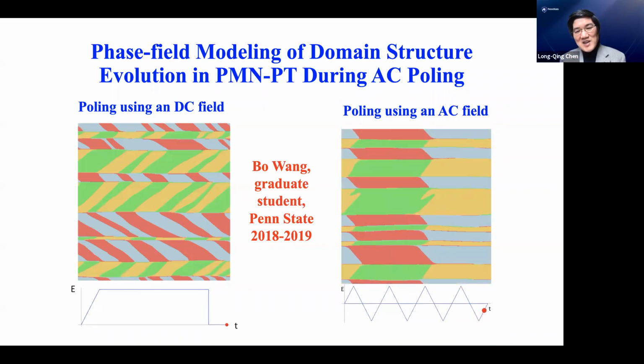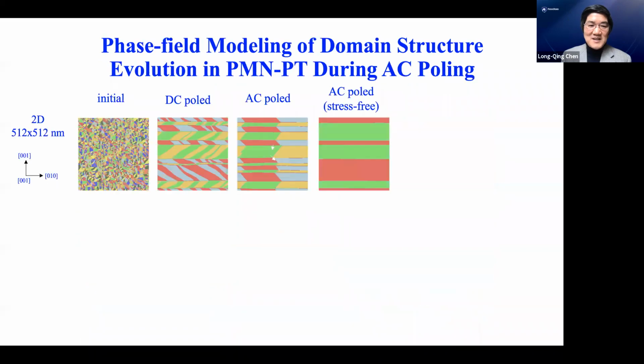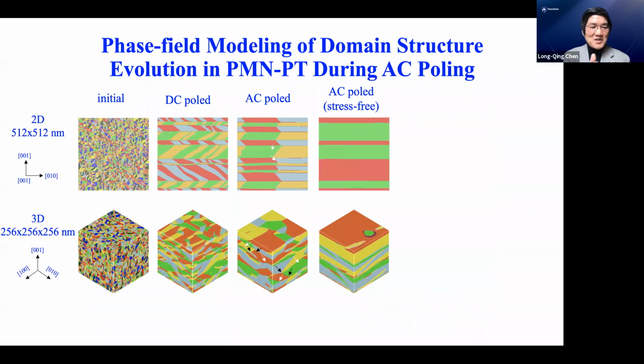But as you can see, at the end of the AC poling, the domain size is actually getting bigger rather than smaller as claimed by all existing efforts in the existing literature. And this is true whether we do it in 2D or in 3D. So if you compare the initial domain structure, it's much smaller. If we do a DC poling, we also pole into a layer structure, but still with a lot of domain walls.